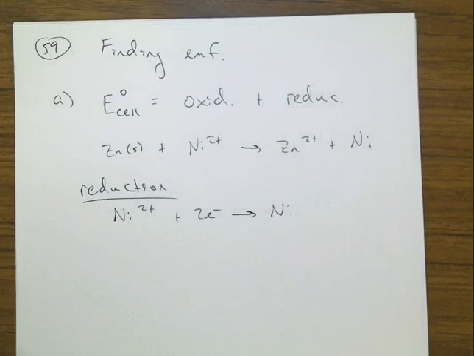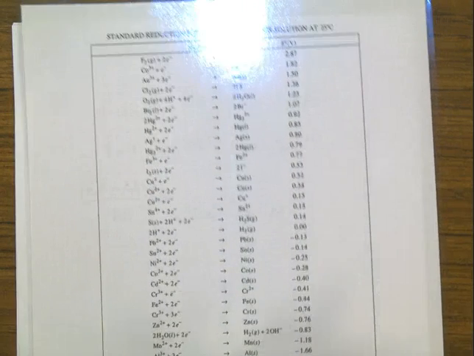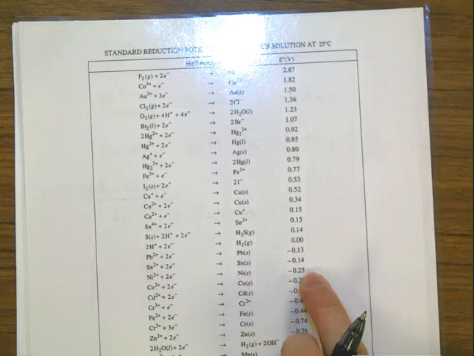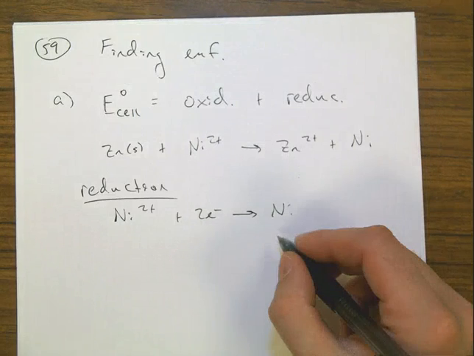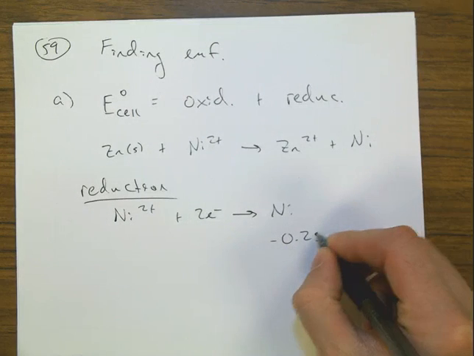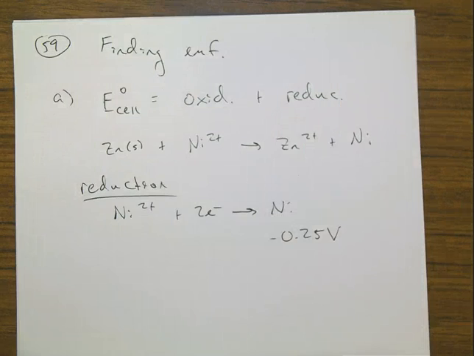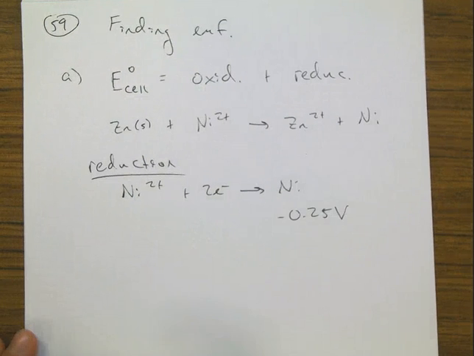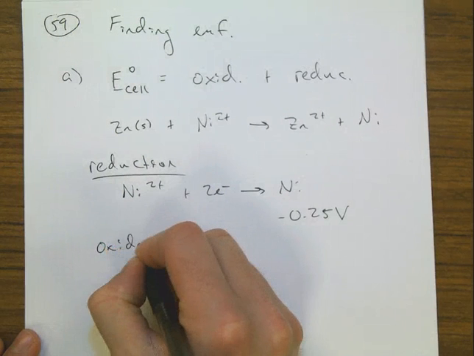I can look that up on my table. I look for nickel gaining 2 electrons, Ni2+, and I see it right here. It is negative 0.25. So that's how many volts. Well, that's the potential difference for this reduction step. Now for the oxidation step.